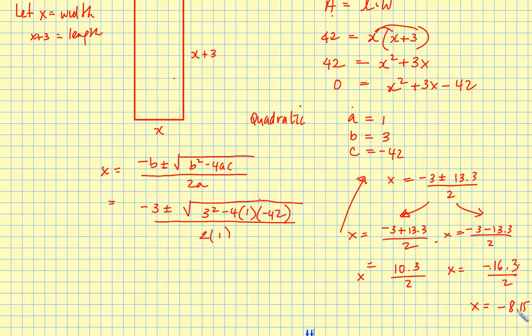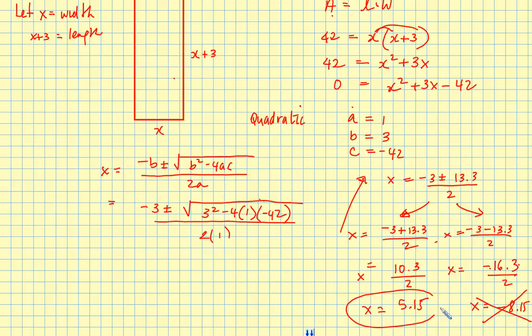Now negative 8.15 can't be, because I can't have a negative length. Therefore, I disregard the negative answer as a possible answer. Remember that we look to see how reasonable answers are going to be, and a negative answer just can't possibly be. So when I take 10.3 and divide that by 2, the other option, I end up with 5.15.